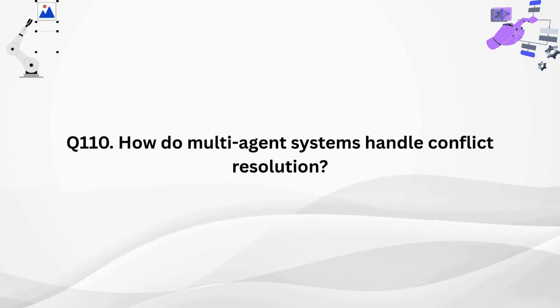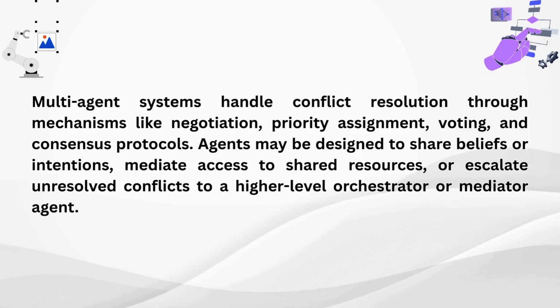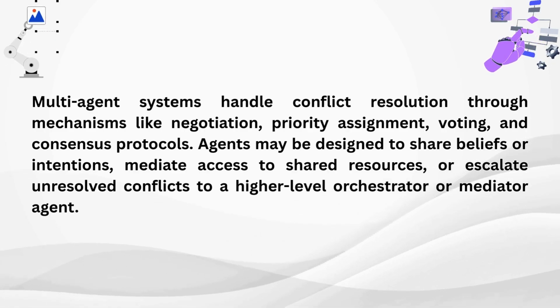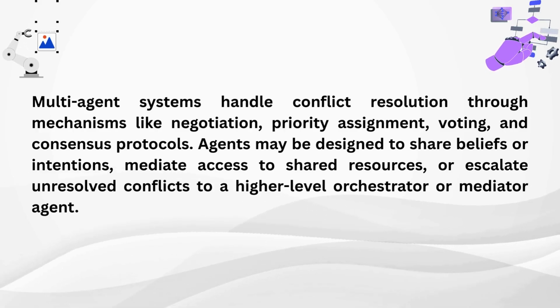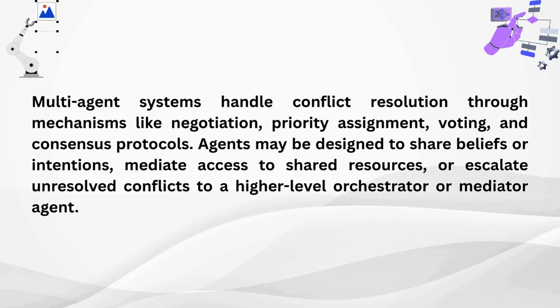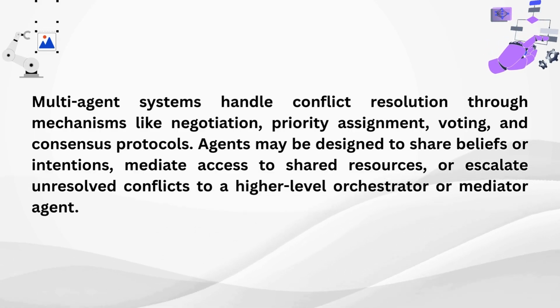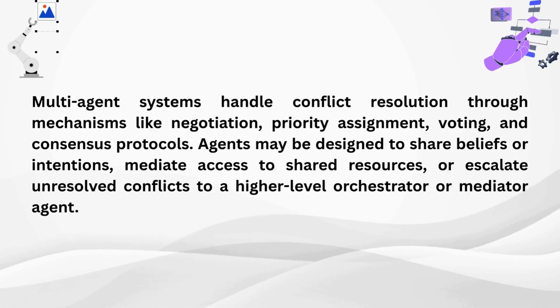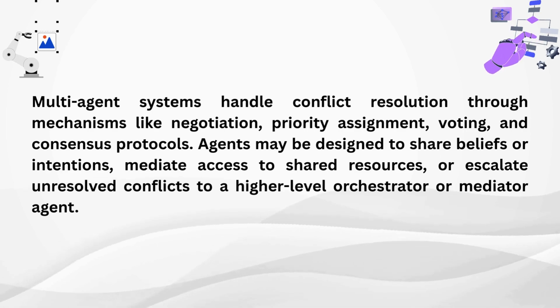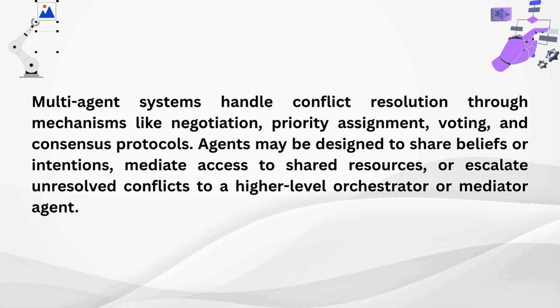How do multi-agent systems handle conflict resolution? Multi-agent systems handle conflict resolution through mechanisms like negotiation, priority assignment, voting, and consensus protocols. Agents may be designed to share beliefs or intentions, mediate access to shared resources, or escalate unresolved conflicts to a higher-level orchestrator or mediator agent.